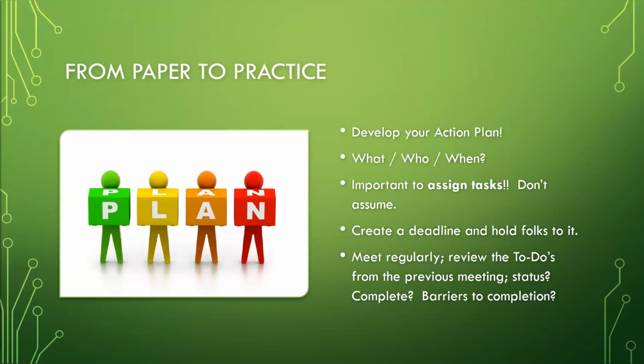Meet regularly to address this PDSA. Ask them how things are going, what the status is, and if there are barriers to completing their assigned task, what you can do to help them overcome those barriers. Because sometimes things come up, things get in the way, the technology doesn't work, X, Y, or Z other priority came up. So what can you do to help them accomplish what they were assigned in the action plan?